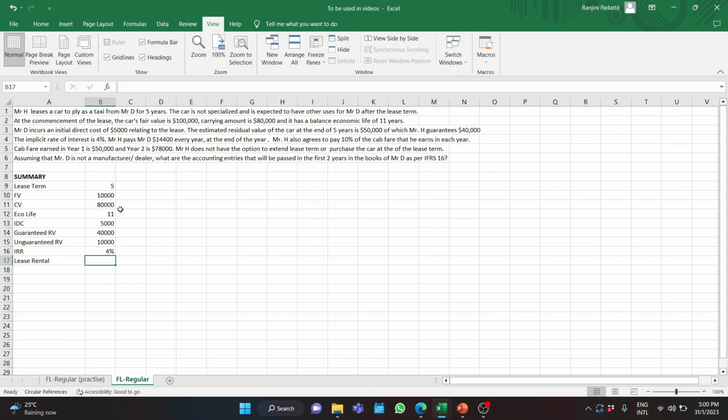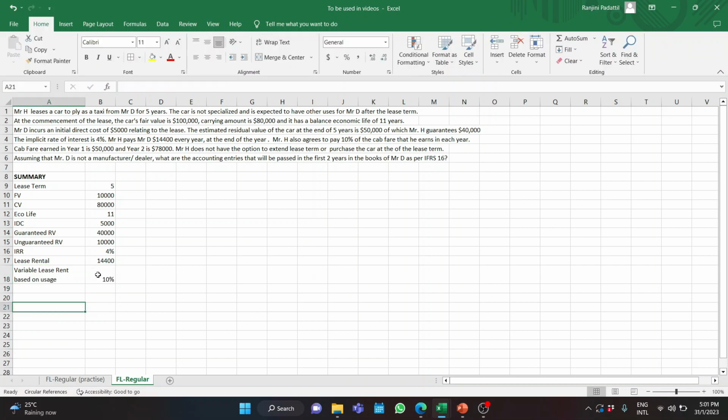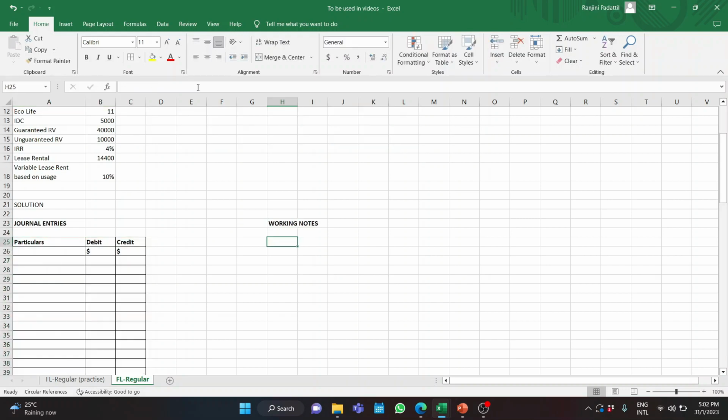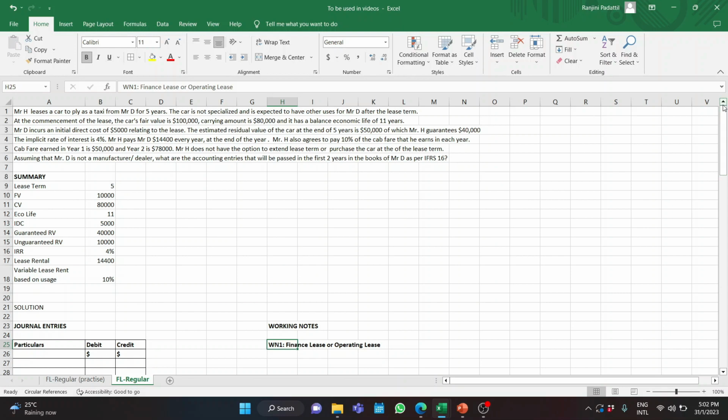The lease rental is $14,400. There's also a variable lease rent based on usage, 10%. So in this case also the solution is journal entries and working notes. Working note 1: we need to identify if this is a finance lease or an operating lease. Let us go through the more obvious conditions. We know that the lease term is only 5 years out of an economic life of 11 years, which means the lease term is not substantially covering the economic life.